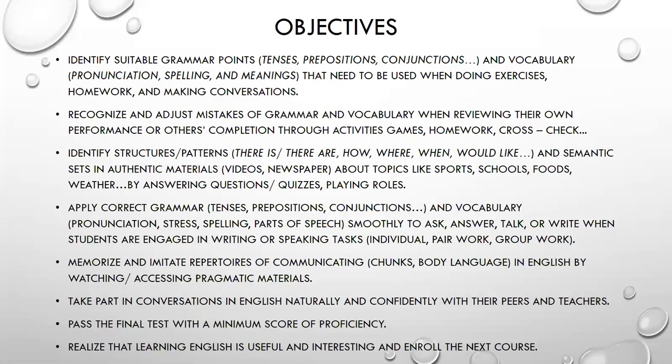Next, they can apply the correct grammar and vocabulary smoothly to ask, answer, talk, and write when they are engaged in writing or speaking tasks. They can memorize and imitate the repertoires of communicating in English by watching and assessing pragmatic materials. They will be confident in taking part in conversations in English naturally. They can pass the final test with a minimum score of proficiency. They can realize that learning English is useful and interesting, and they are ready to enroll for the next course.